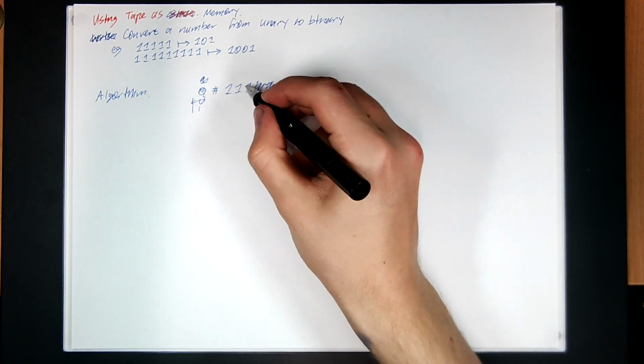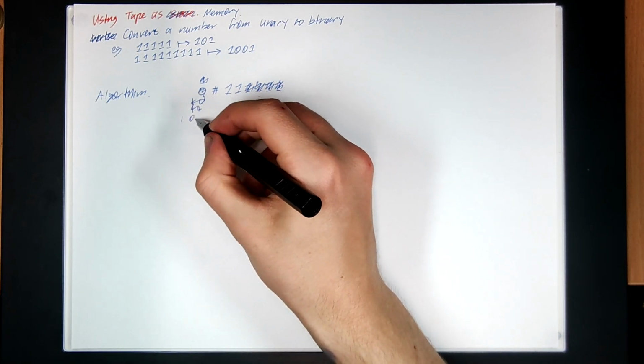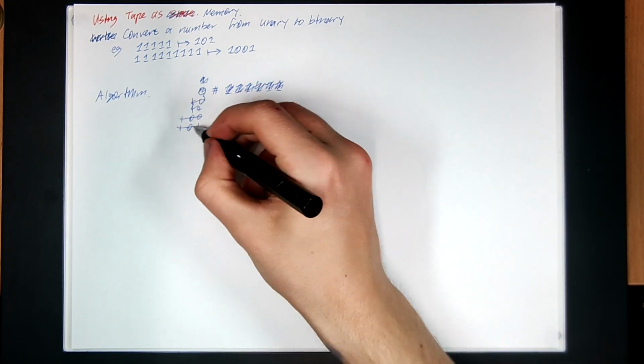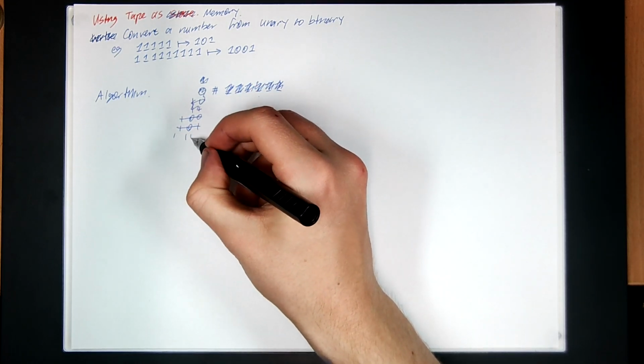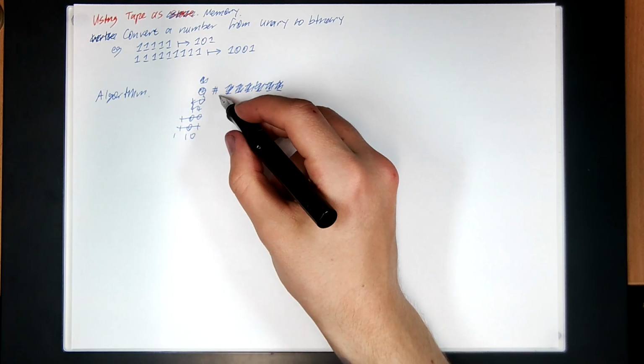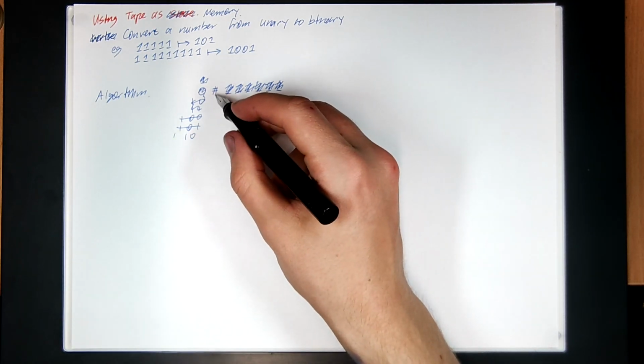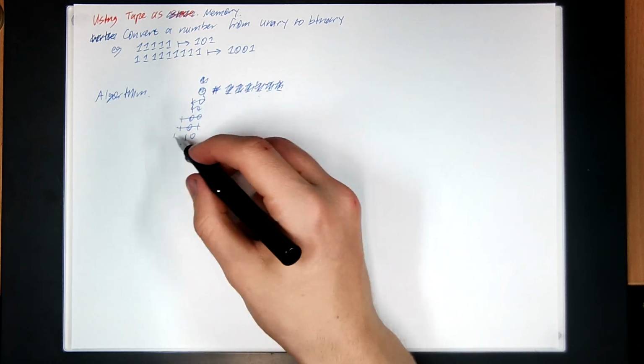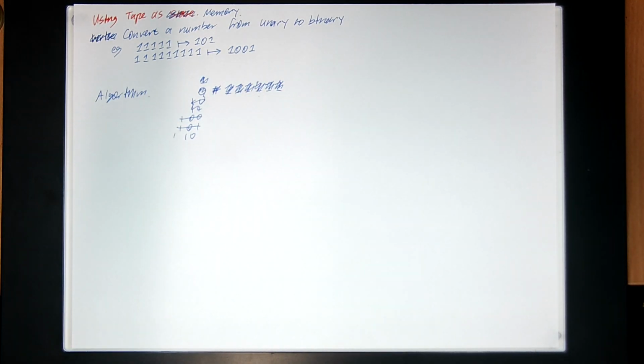1, 1. 1, 0, 0, 1, 0, 1, 1, 1, 0, and then when there's no more ones to count, i.e. past the hash there's only ones, we can then delete the hash. And there we go. So that's going to be the rough algorithm we're going to follow.